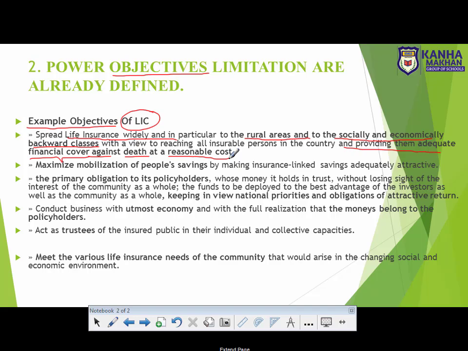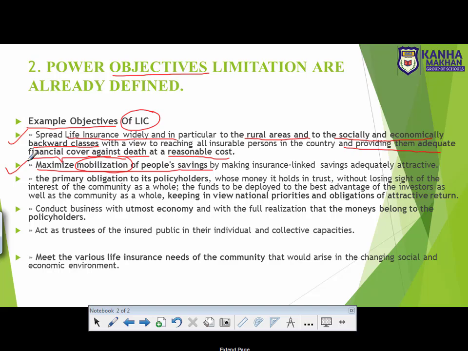The second objective was to maximize the mobilization of people's savings. Mobilization means the movement of money, the movement of savings. How can savings be mobilized? Individuals who have savings can invest in those sectors and areas by which, in return, they can earn profit. So one of the objectives was the mobilization of people's savings.